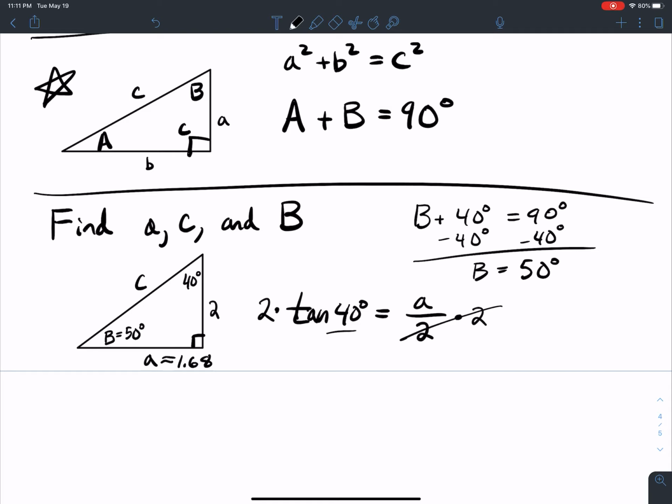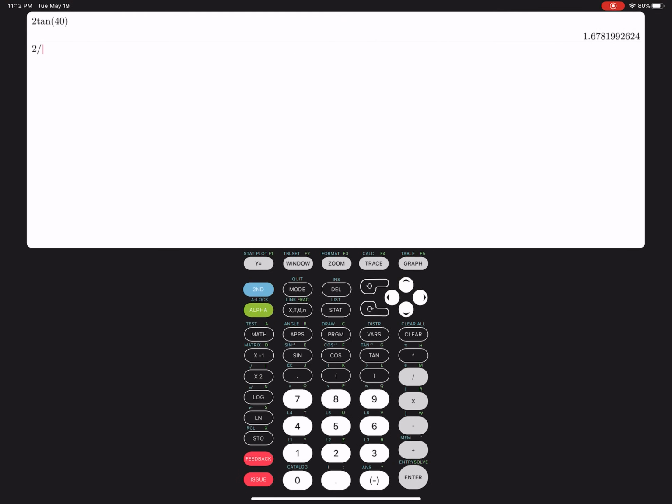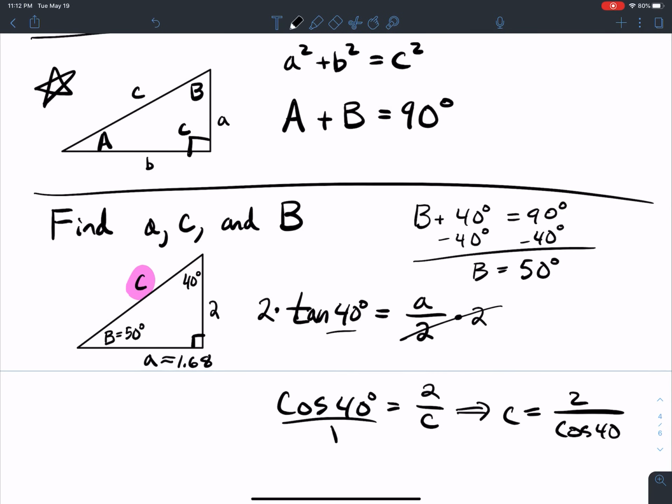And then to get this other side here, what do I need to relate? Well, I know this 2 here, and I'm looking for that. So what involves adjacent and hypotenuse? That's cosine. So the cosine of 40 degrees is equal to adjacent divided by hypotenuse. And so all I got to do here is swap C and cosine 40 around. So I get C equals 2 divided by the cosine of 40. If I type that in my calculator, I get 2.61. So this is roughly 2.61.